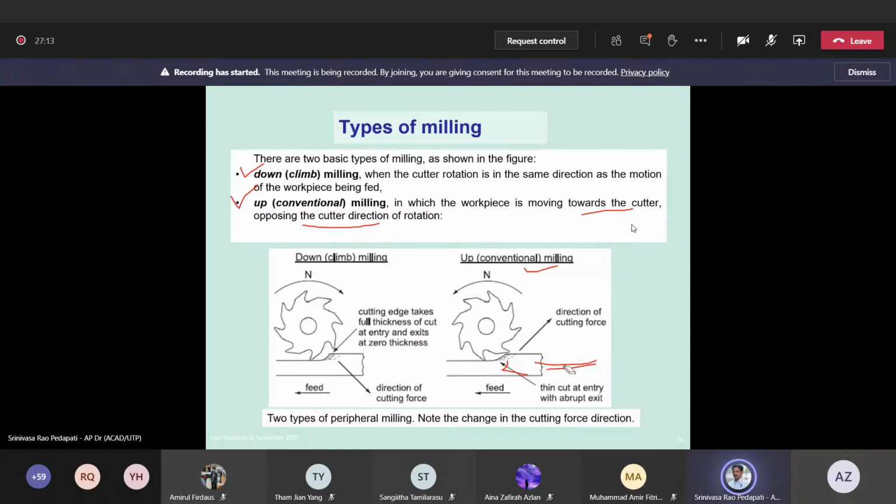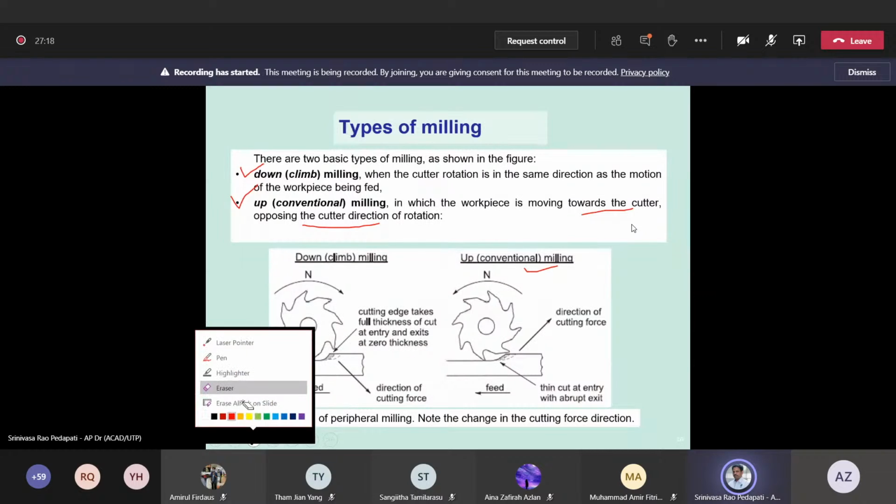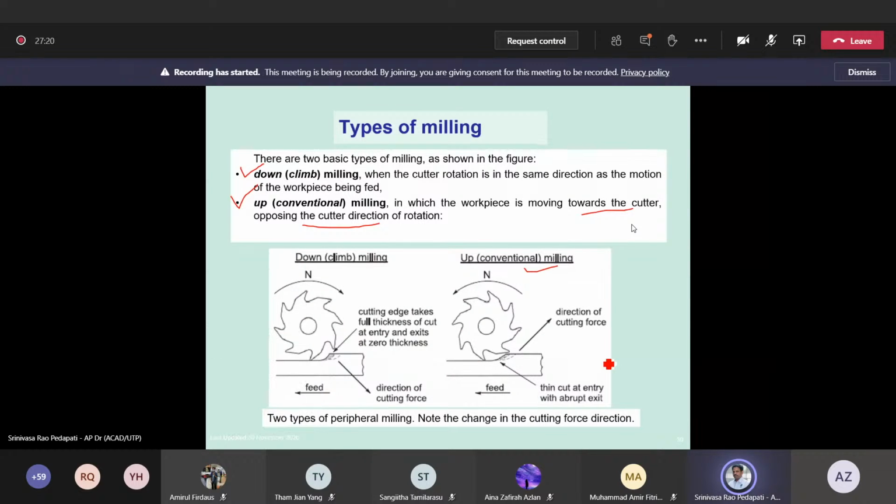If that is the type of setup, then we call it conventional milling. Conventional milling means the workpiece is fed against the tool. The tool is rotating in this direction, so it is going like this, and you are pushing like this. That is called conventional milling. The direction of cutting force matters, because the tool touches here and then slowly increases the depth of cut. Therefore, the shape of the chip is like this.